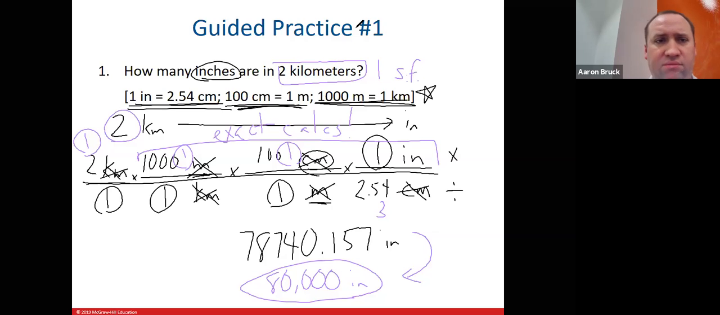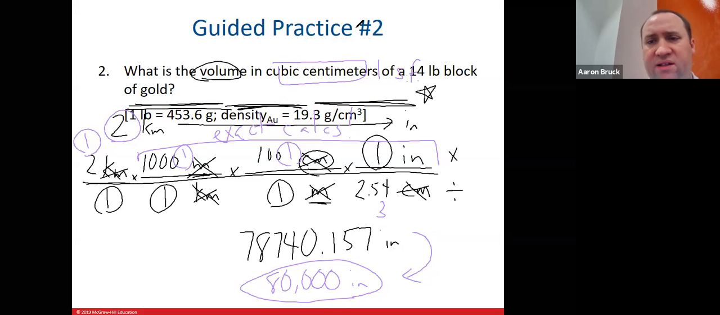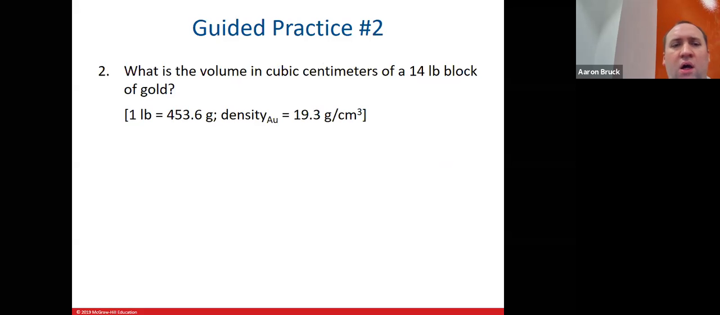All right. Hearing none, let's move on to the second practice problem. What is the volume in cubic centimeters of a 14-pound block of gold? So in here, we've got two ideas. First of all, we have an idea of density. Now, we kind of skipped over density to get to this spot. We'll come back to it.